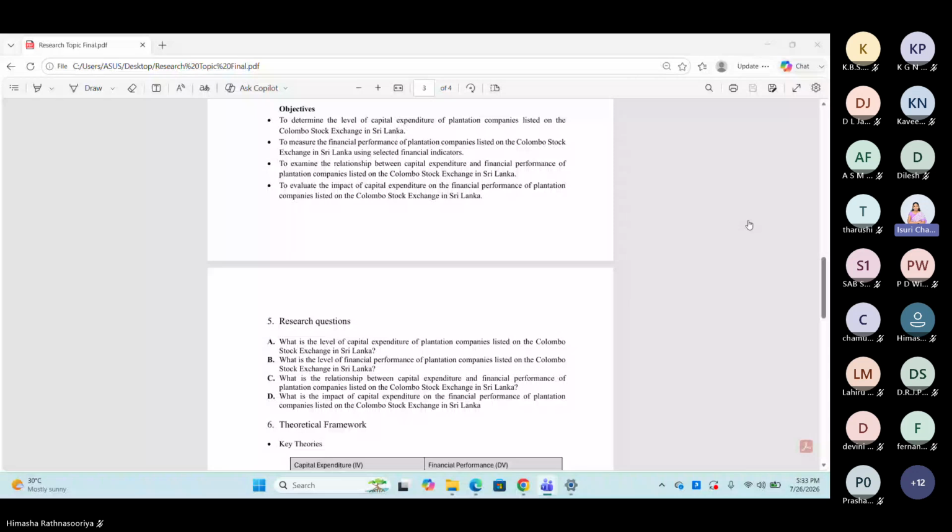Other students also, I'm telling that first you mention the research questions, right? After that you mention the research objectives. Okay, what is the level of capital expenditure? Sorry, ma'am. First you mention the research questions, and then you mention the research objectives. Okay, ma'am.